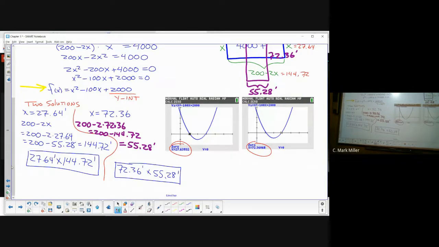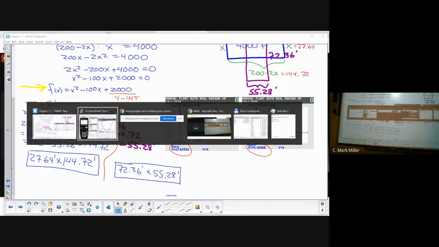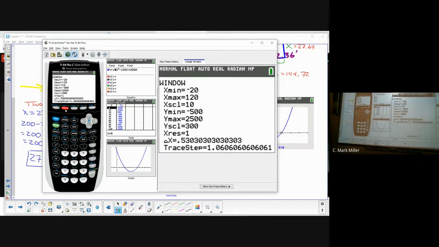Yes, sir. Can you go back to the window settings? Window. You don't have to have exactly the ones I had. But one rule of thumb is that for X min and X max, you want one to be positive and one to be negative, because you want the axis to be included on your graph usually. And your axis won't be included if they're both positive.